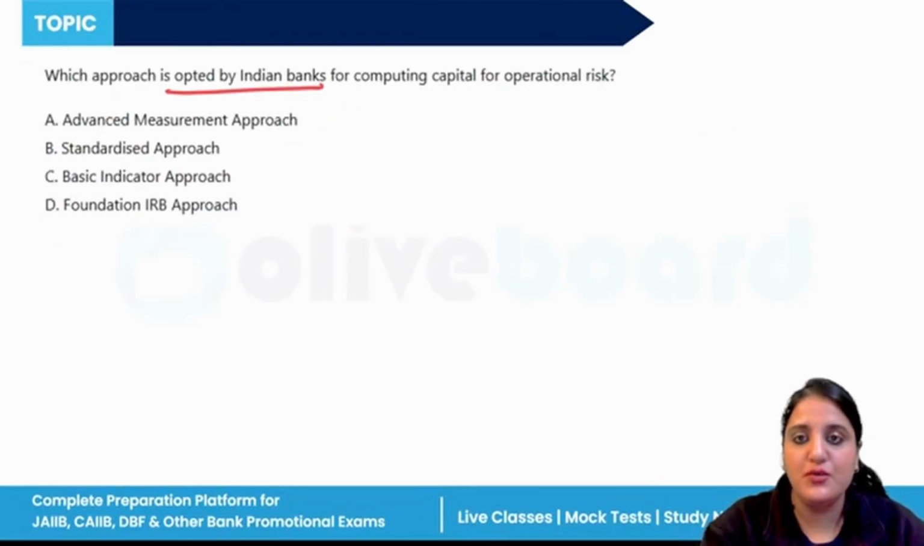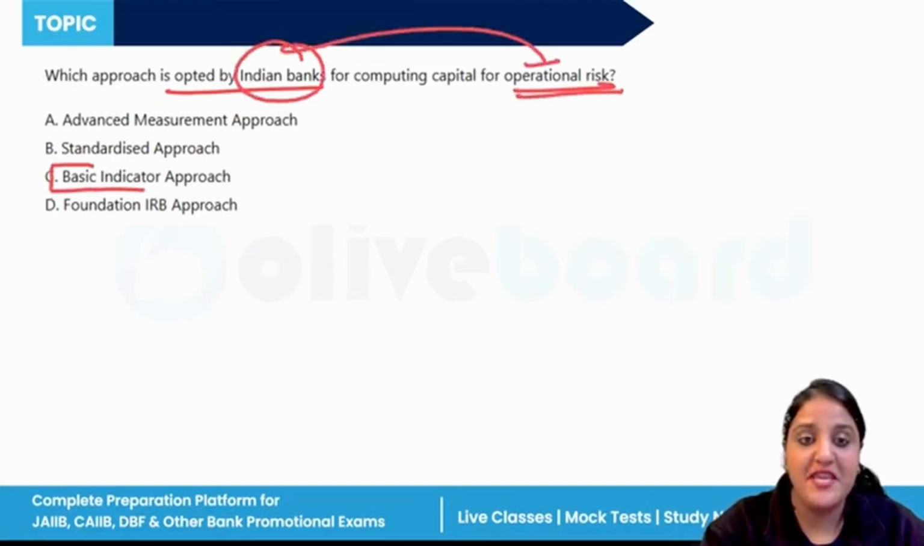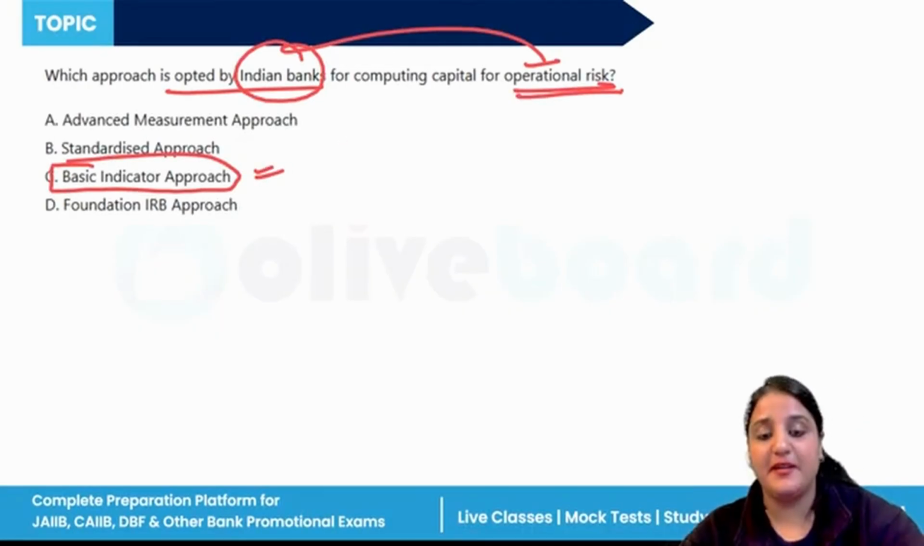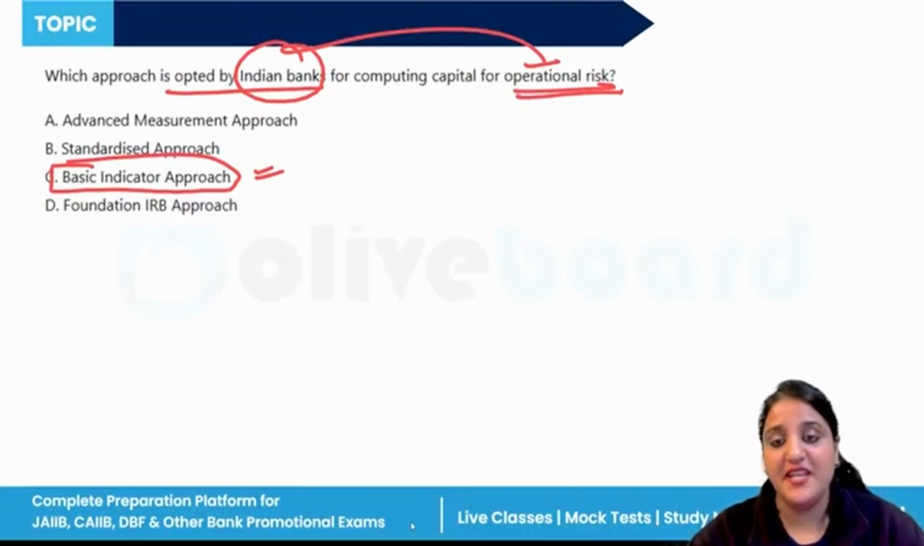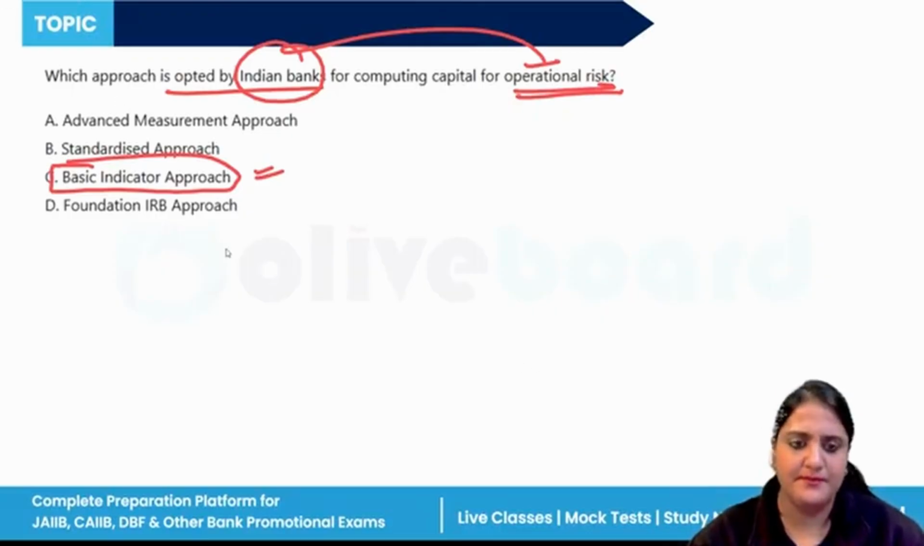Now, which approach is used by Indian banks for computing operational risk? That is BIA, Basic Indicator Approach, which means capital is calculated as a percentage of gross income. Right? It is a very simple and less model based method. So, BIA is the correct answer here.